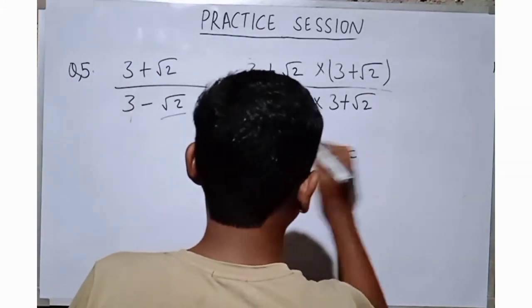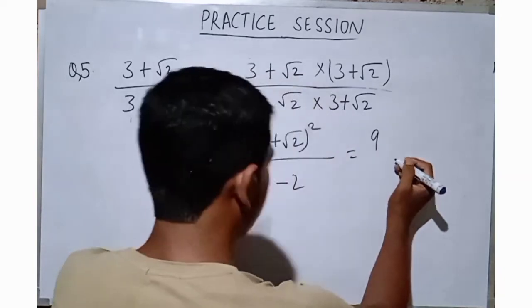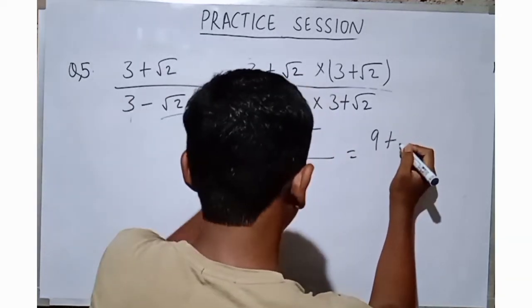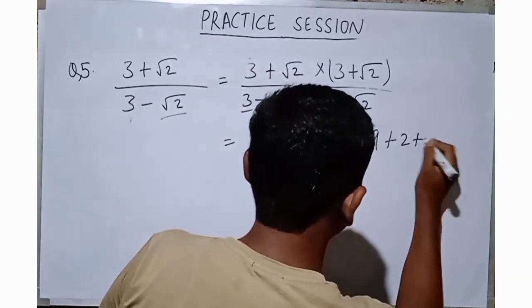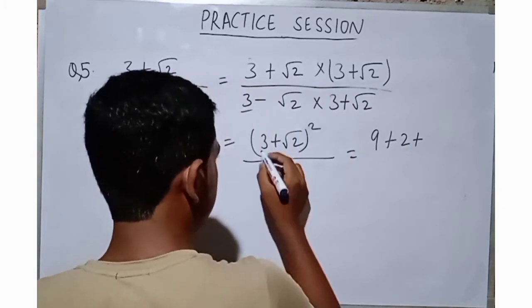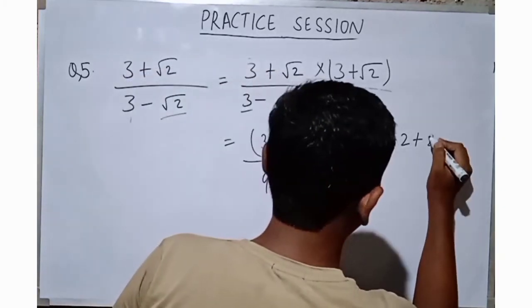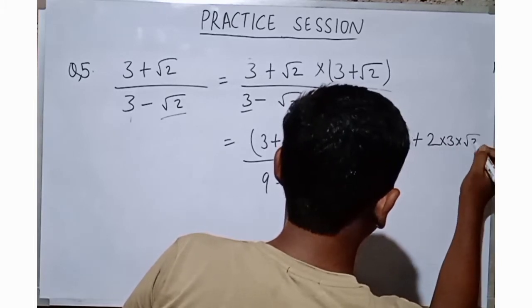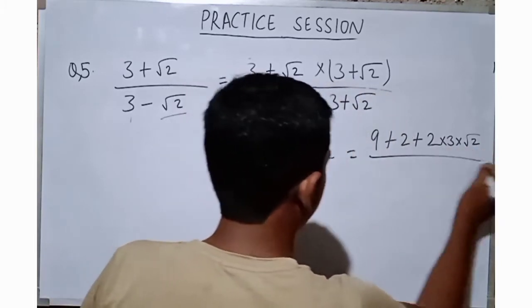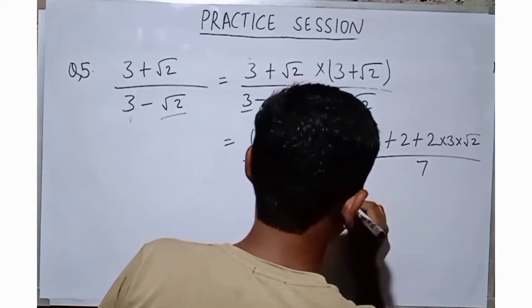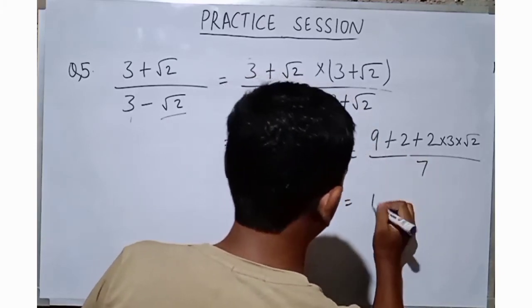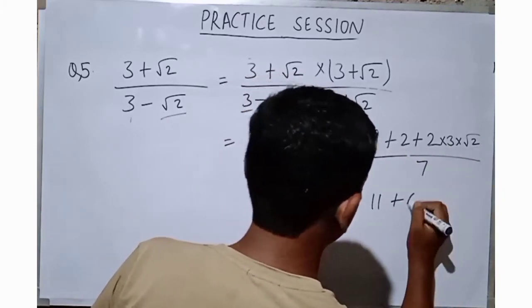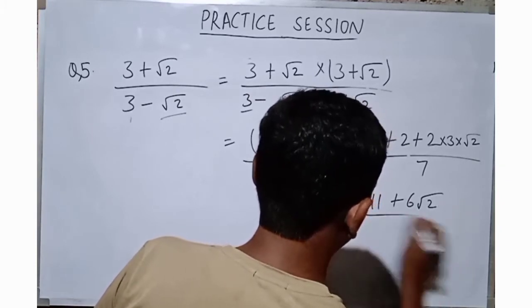So in the numerator it will be a square, 3 square will be 9, plus b square, root 2 square will be 2, plus 2ab. See here, 2ab is 2 into a into b, so 2 into 3 into root 2. And the denominator is 9 minus 2, which will be 7. So 9 plus 2 will be 11, plus 2 times 3 is 6 root 2, by 7.